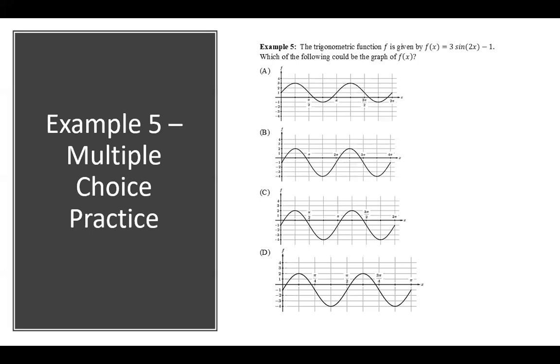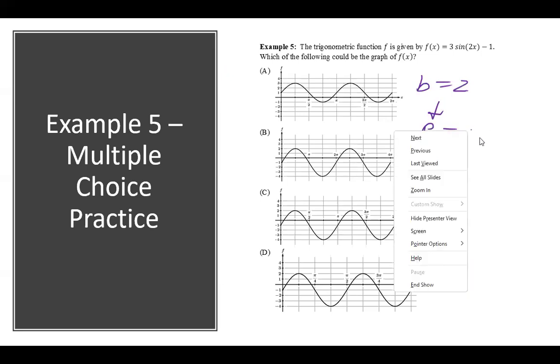So at this point, hopefully we've recognized a little bit of patterns, right? Quick and easy things to figure out. First off, when you see 2 as your B, you know that that means your period equals what? Pi. So when our B equals 2, we know that our period equals pi.